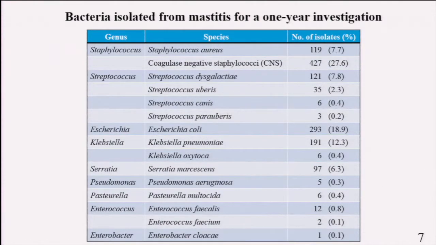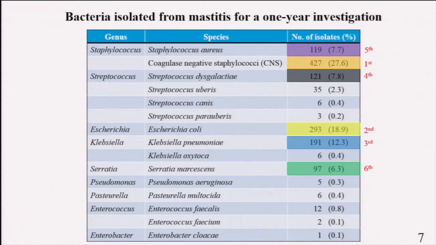And this is the result. From the 1 year of investigation, this is the list of the bacteria that were reported, by number of isolates. The most prevalent group of bacteria is the coagulase-negative Staphylococcus group. The reason the coagulase-negative Staphylococcus group has the highest number is that, in the method we used to count the colonies, all the different species of the CNS group were counted. So this may be the reason why this number is high. It is followed by Escherichia coli, Klebsiella pneumoniae, Streptococcus dysgalactiae, Staphylococcus aureus, and lastly Serratia marcescens.